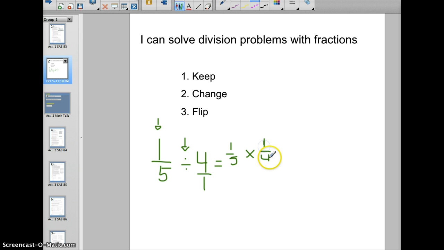Okay, and then we're just going to multiply like we do. So 1 times 1, 5 times 4, and that's 1/20th. Not 20th. That's 1 over 20. Okay, so all we did was we keep, we change, and we flip. We're going to do another one.